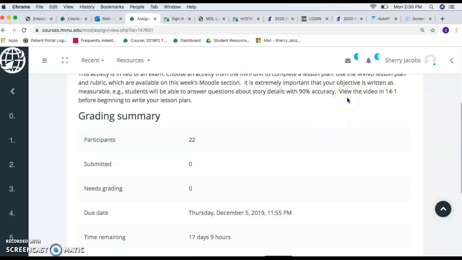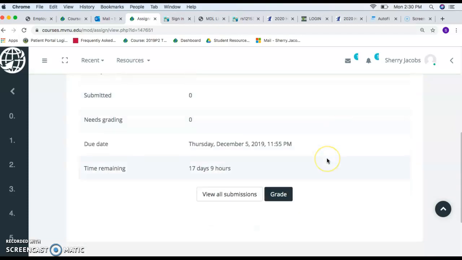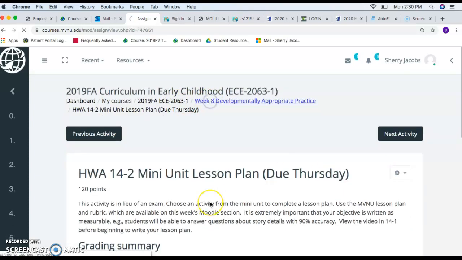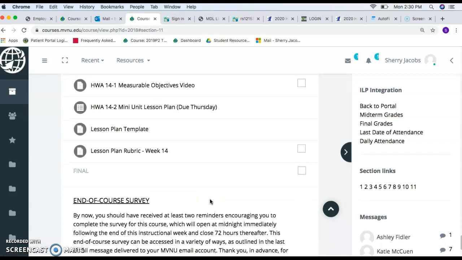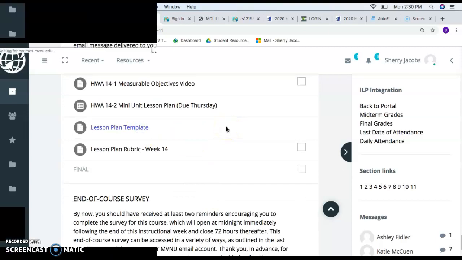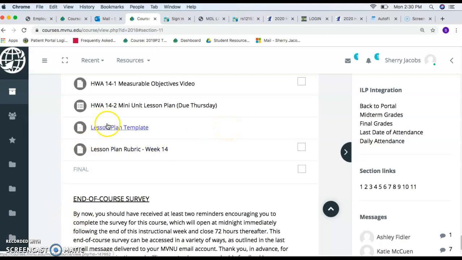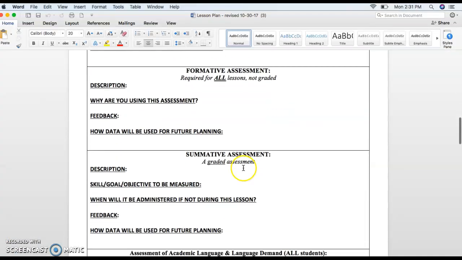Remember, as I mentioned earlier, it's really important that your objective is written as measurable. For example, students will be able to answer questions about story details with 90% accuracy. Make sure you watch the video, and you'll be submitting that here. That mini unit lesson plan is due Thursday, and you will be doing it, as I said, on the MVNU lesson plan template, which I have attached here in Moodle.